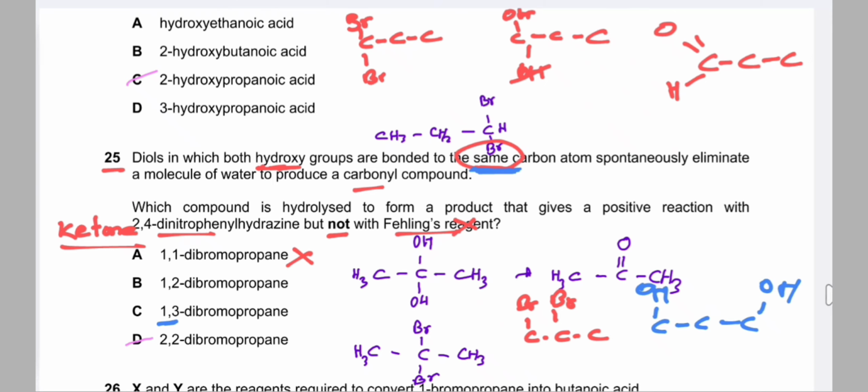So these OH groups are not attached to the same carbon atoms. Therefore, this cannot be hydrolyzed to form a carbonyl compound. Therefore, this option is also wrong. So the correct answer is D.